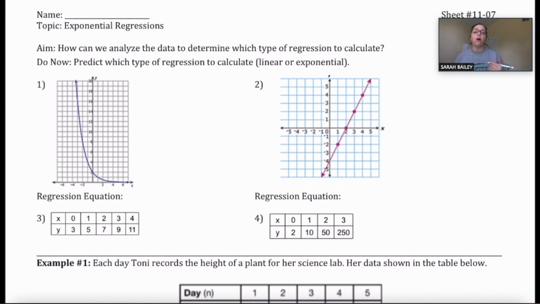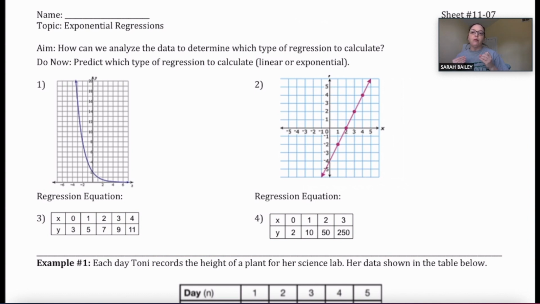The very first part is asking us to predict which type of regression to calculate, either a linear or an exponential. Because you can tell Desmos or your graphing calculator to find the linear equation for any scatter plot, even if the data looks like it's going to be exponential. On the flip side, you can ask Desmos or a graphing calculator to find an exponential equation for data that looks like it should be linear. So you have to know which one would be the best choice.